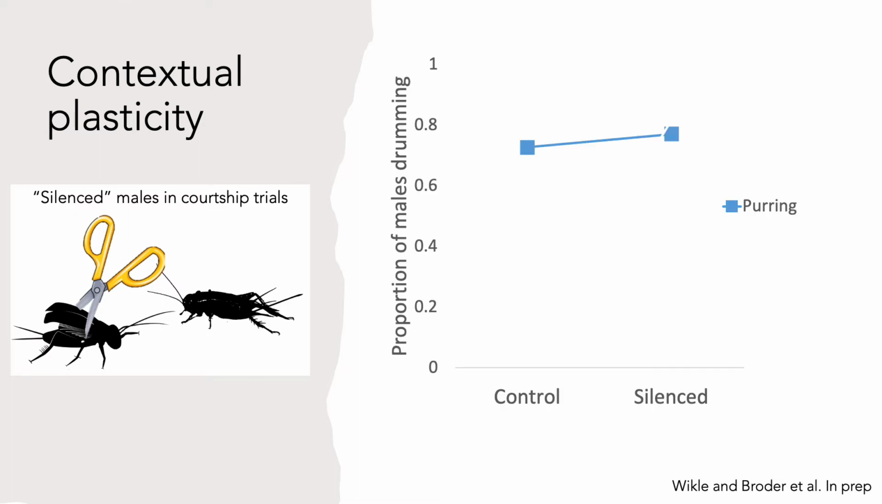Here we can see in the control treatment, males can still produce airborne song. In the silenced treatment, they cannot. And we can see that purring males are not plastic. They still maintain a high likelihood of drumming. Rattling, a newly derived morph, is also not plastic, but has a much lower amount of drumming. The ancestral morph is actually very plastic. They increase their drumming when airborne sound is removed in the silenced treatment.